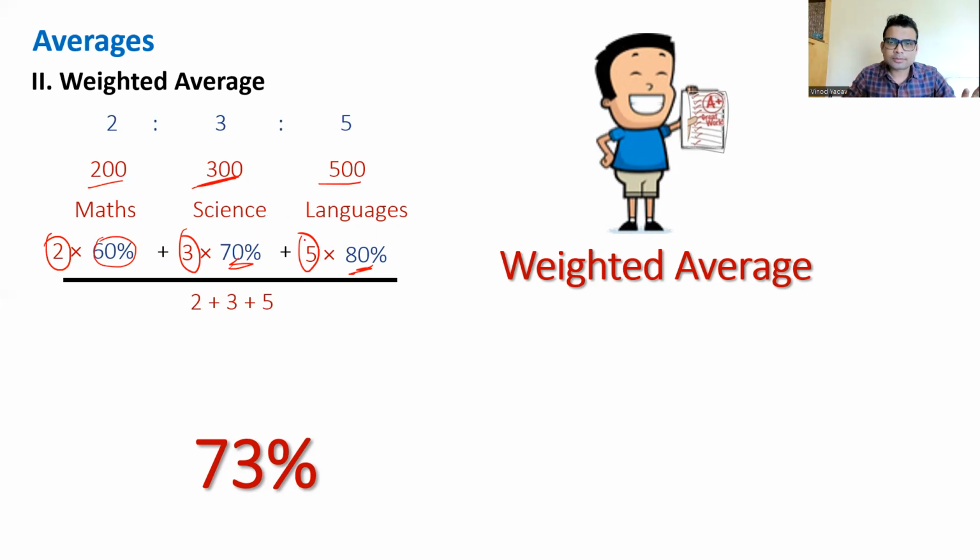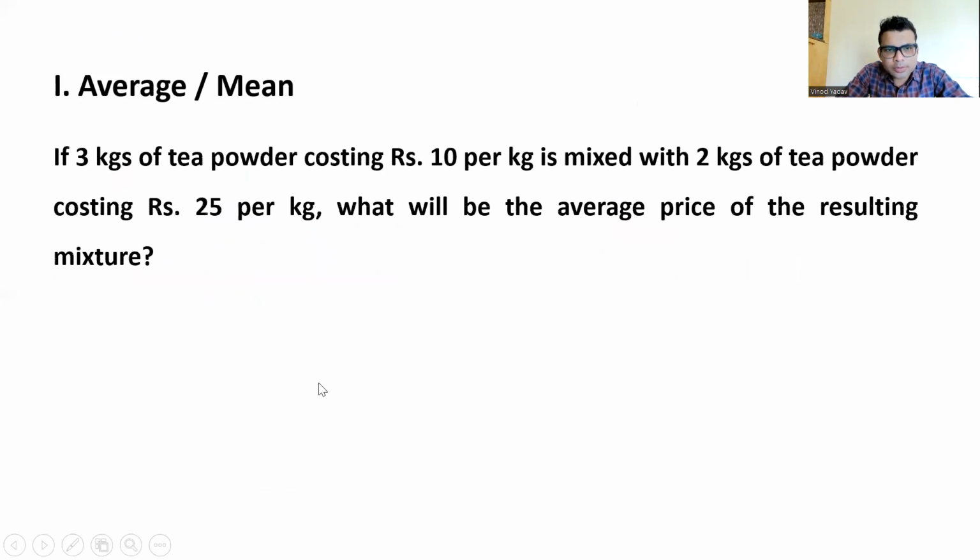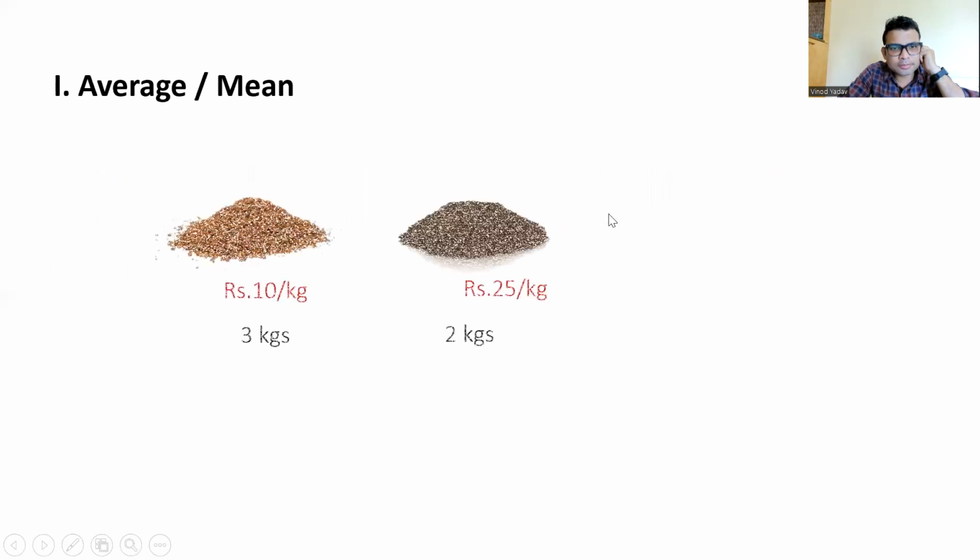Yeah, cool. So this is your weighted average, friends. Now see, a simple sample question to understand: if 3 kgs of tea powder costing 10 rupees per kg is mixed with 2 kgs of tea powder costing 25 rupees per kg, what will be the average price of the resulting mixture? Simple. So 3 kgs at the rate of 10 rupees for every kg.